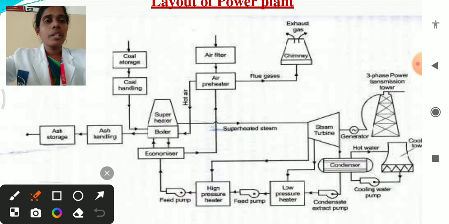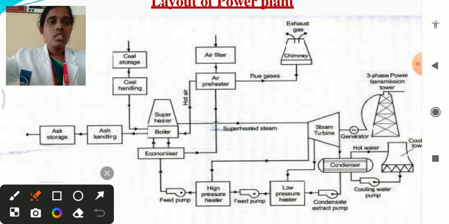and for maintaining the pressure and temperature, we use the low pressure heater and high pressure heater, and it is then fed to the economizer through the feed pump. From the economizer, the water gets superheated and is fed to the superheater. At the same time, the flue gases from the boiler get heated. From the hot air and water, the flue gases will be exhausted through the chimney.